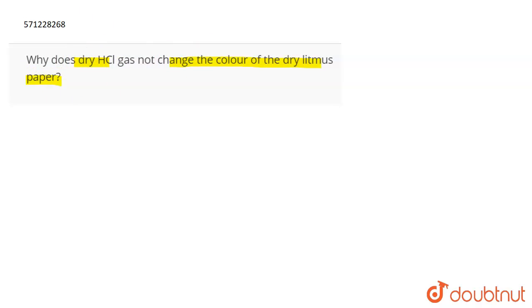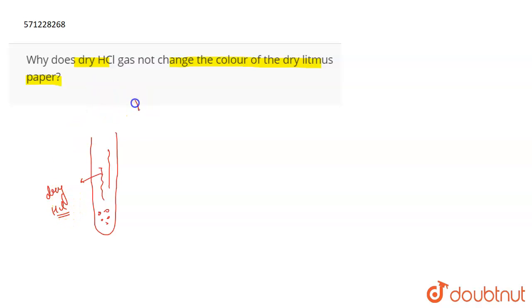The question is, why does dry HCl gas not change the color of dry litmus paper? Okay. So, for example, in any reaction, now you can consider a test tube also wherever this reaction is taking place. Suppose some reaction has taken place and it has led to the evolution of a gas, and this gas which is evolving is actually dry HCl, right? For example, this is happening.